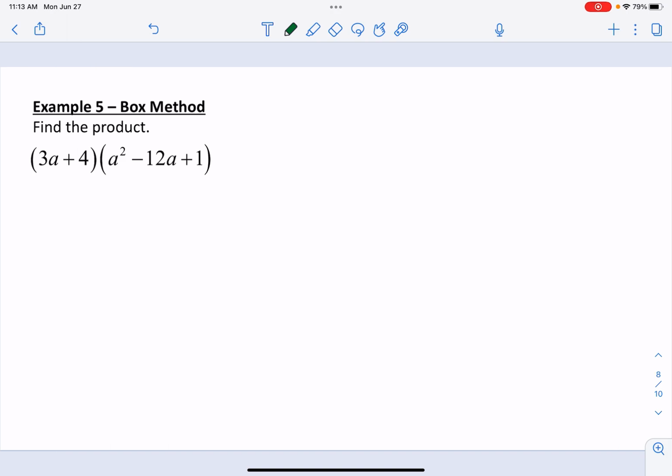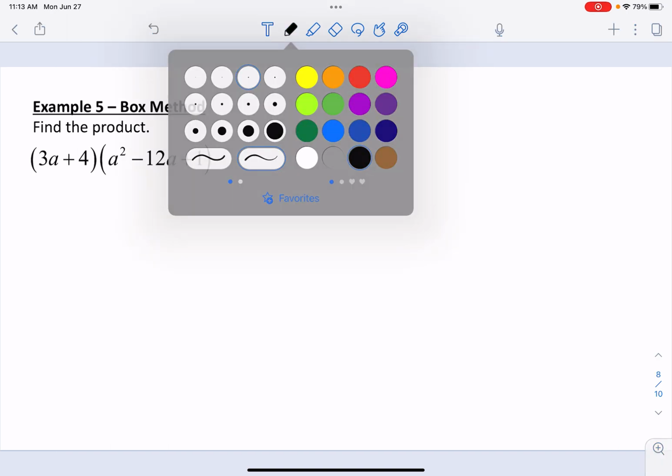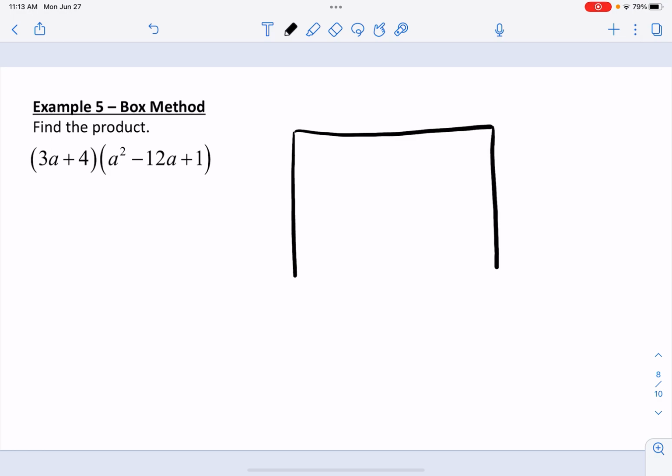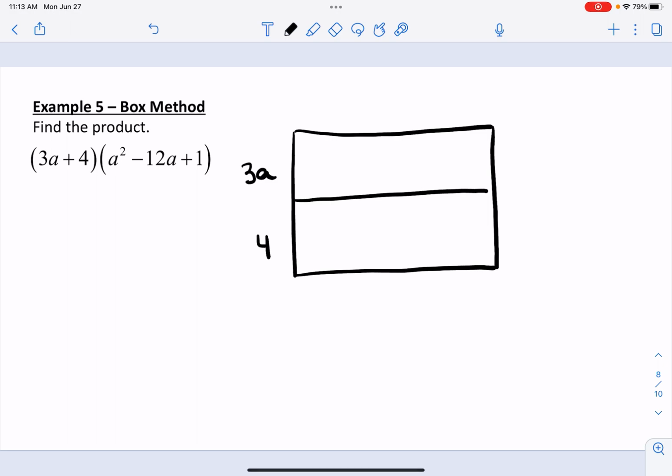Okay, now the box method. I really like the box method. What you do is you draw a box. That's why I call it the box method. So you have a binomial, so you have space here for 3a and a 4. So you write out those terms. Then, since you have a trinomial, up top you write out all of those terms across the top.